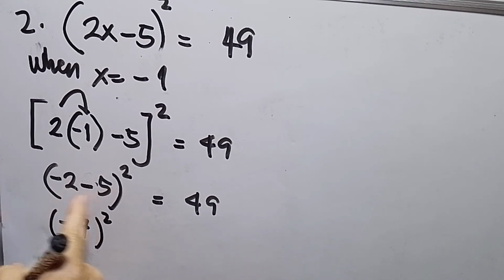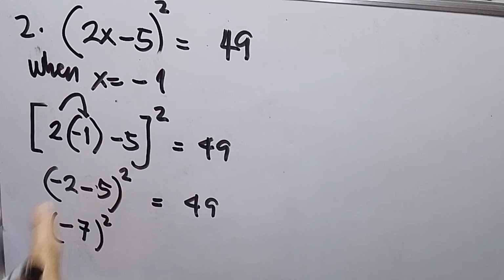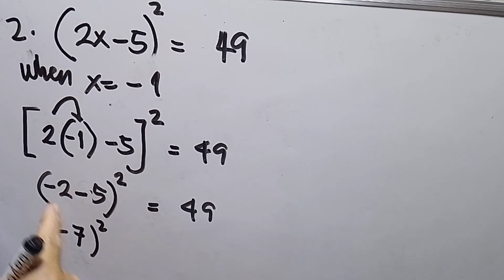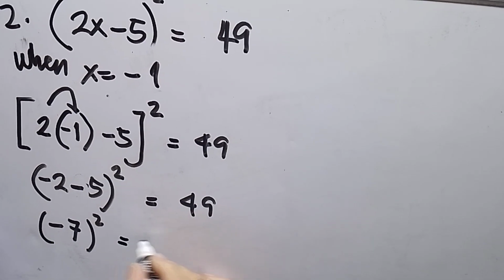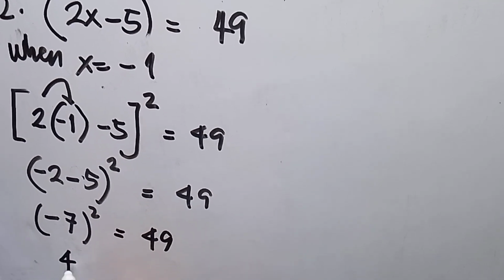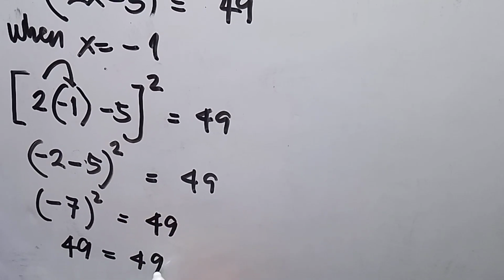Take note, like sign, so you have to add the integers. So negative 2 plus 5 is 7, and then take the common sign, is equal to 49. So negative 7 squared is 49, is equal to 49. So this one is correct. Now let's move to number 3.